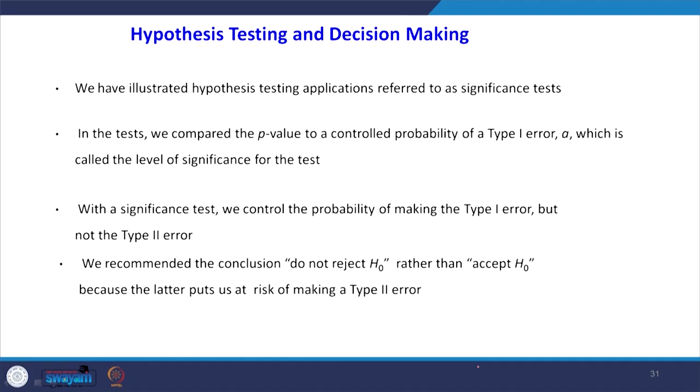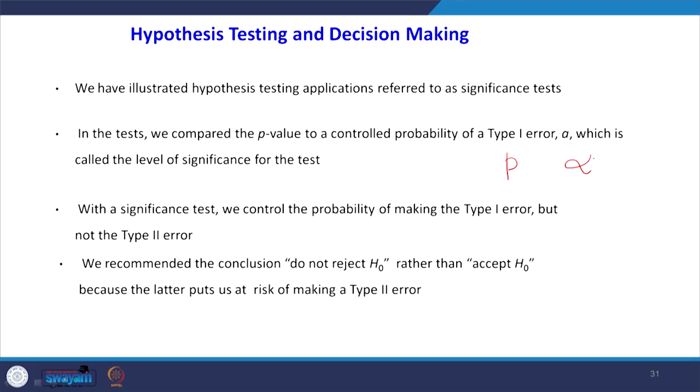What we have done? To accept or reject the null hypothesis, we have considered the p value that is compared with alpha. If the p value is smaller than alpha, we have rejected it. If the p value is greater than alpha, we have accepted it. So, we will go to the next point. With the significance test, we controlled the probability of making type 1 error, but not the type 2 error.